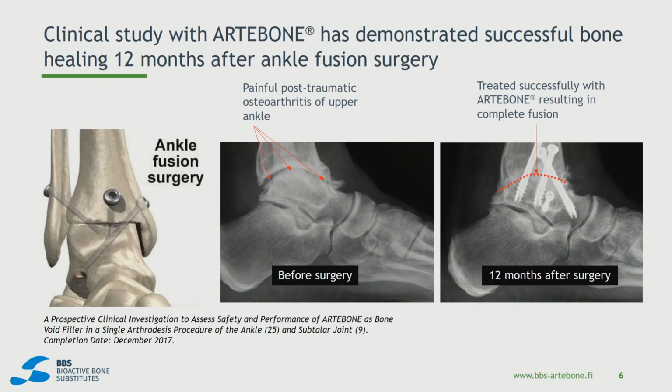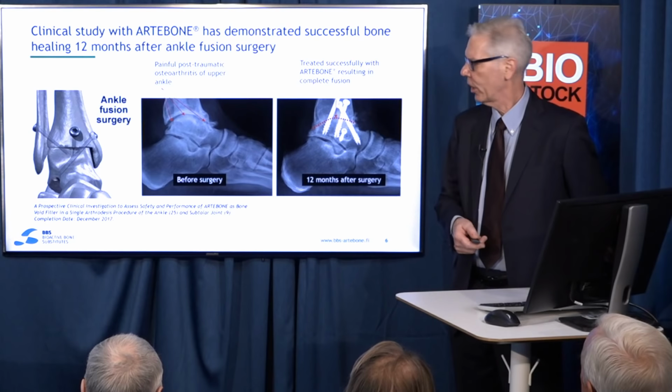Here's an example of one of the patients in this study. 34 patients were enrolled in an ankle fusion study. This is actually the first in human implantation of reindeer bone protein extract. The ankle on the left is before surgery, and you can see with the dotted line on the right-hand side here a complete fusion of this ankle space. This was the last and only needed clinical study to present to the notified body in the path towards CE marking.